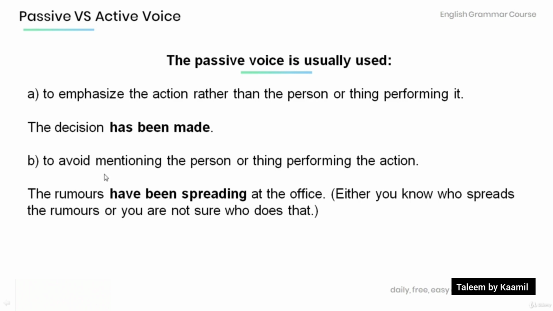B, to avoid mentioning the person or thing performing the action. Have a look at the example below. The rumors have been spreading at the office. Now, in this sentence, either you know who spread the rumors or you are not sure who does that.